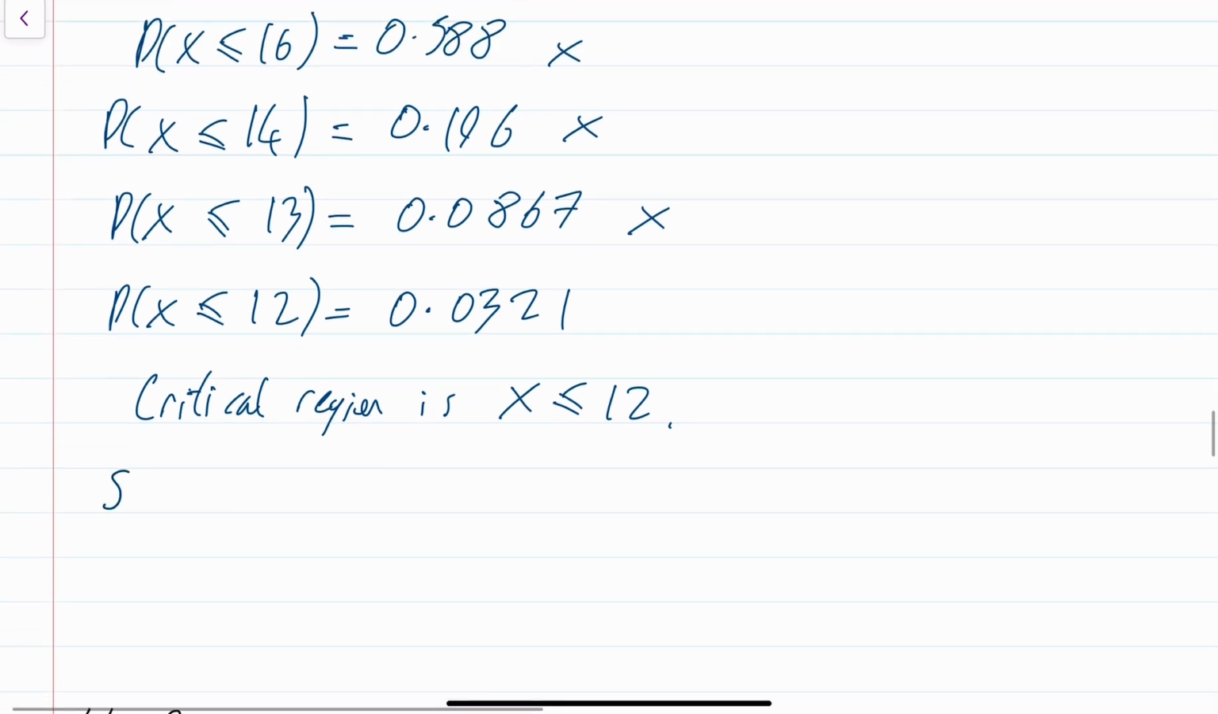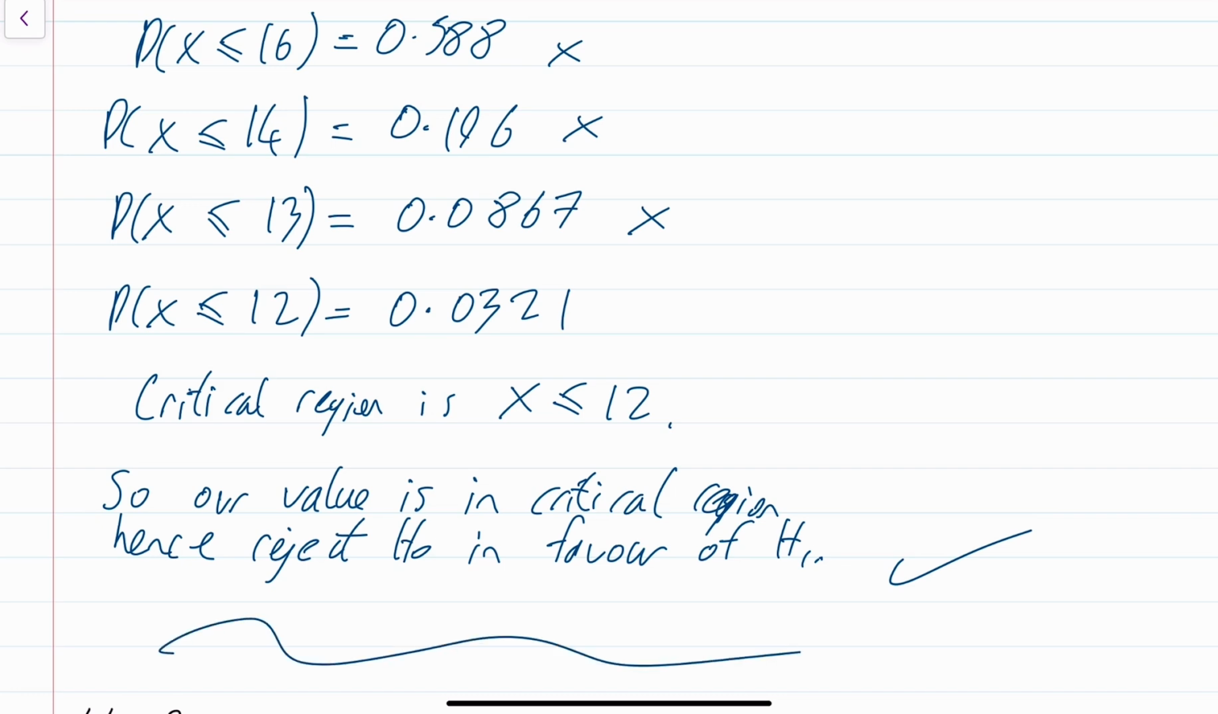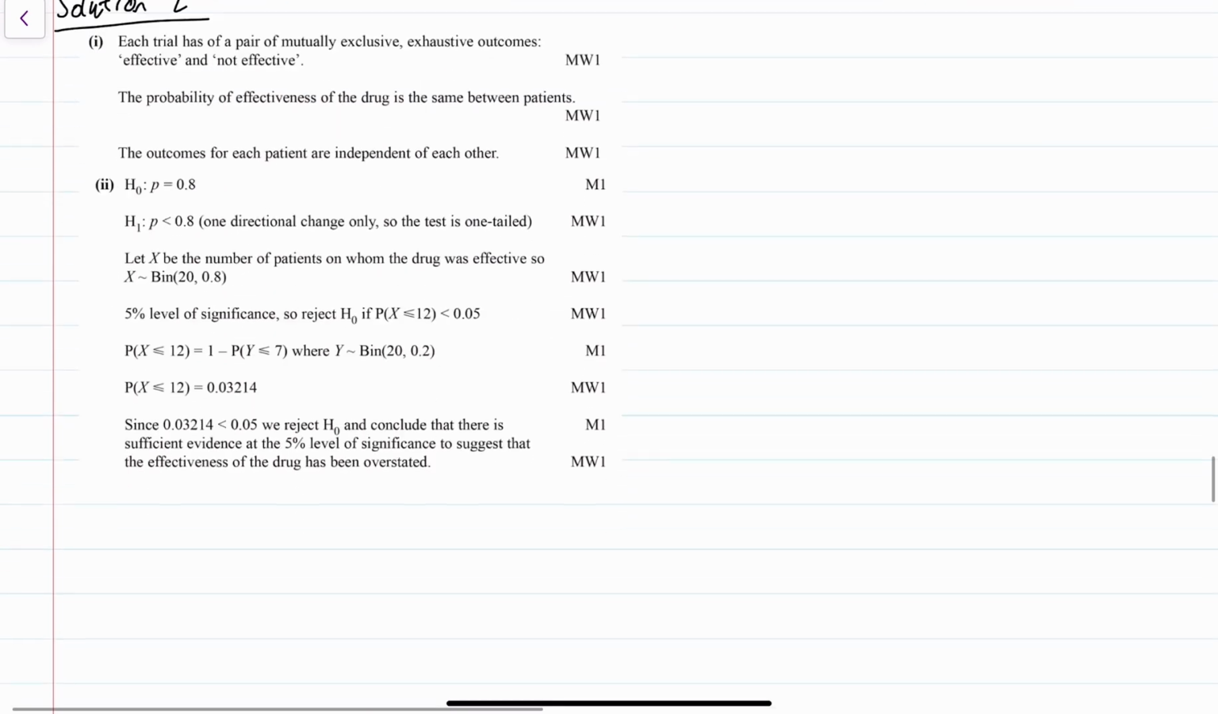So just say our value is in the critical region, hence reject H0 in favour of H1. Okay, and then you do the other wee spiel again about relating it to the real world as we had done earlier on.